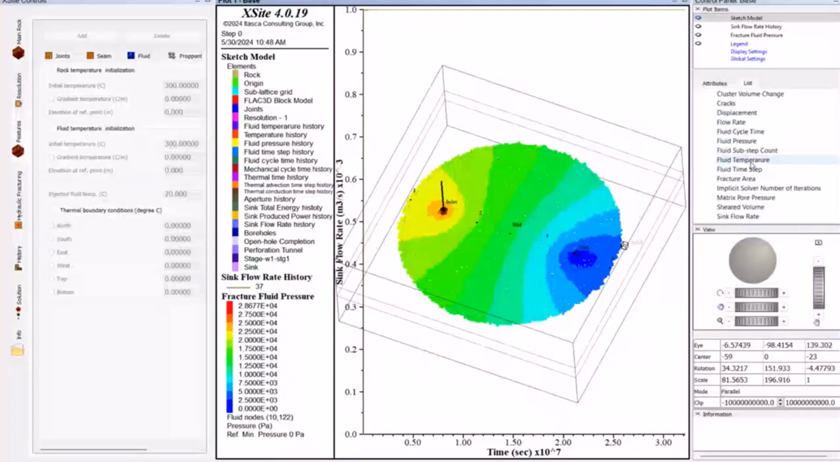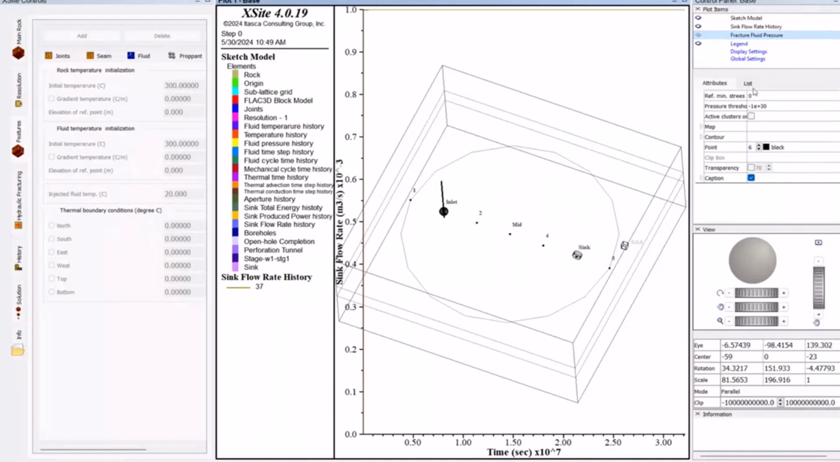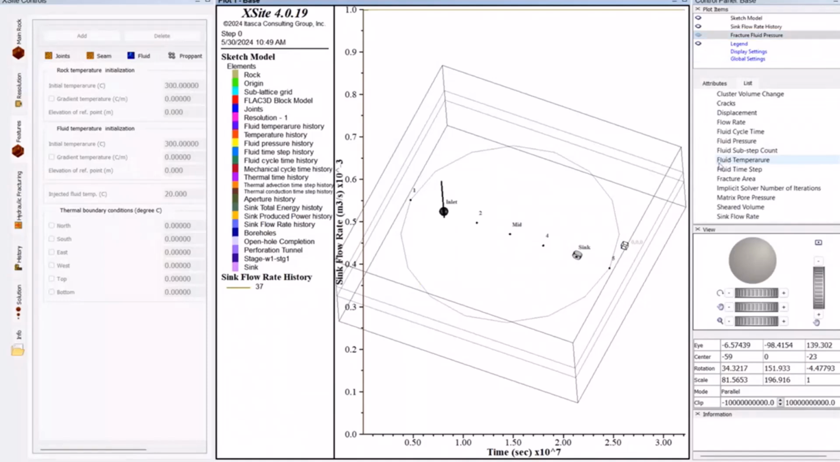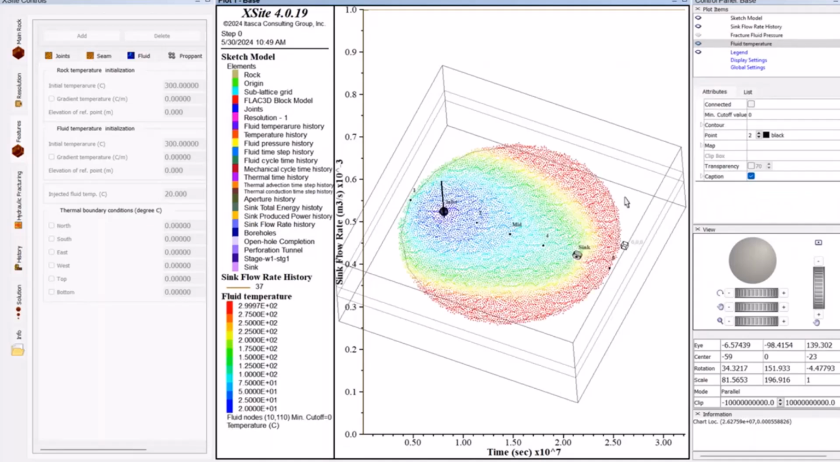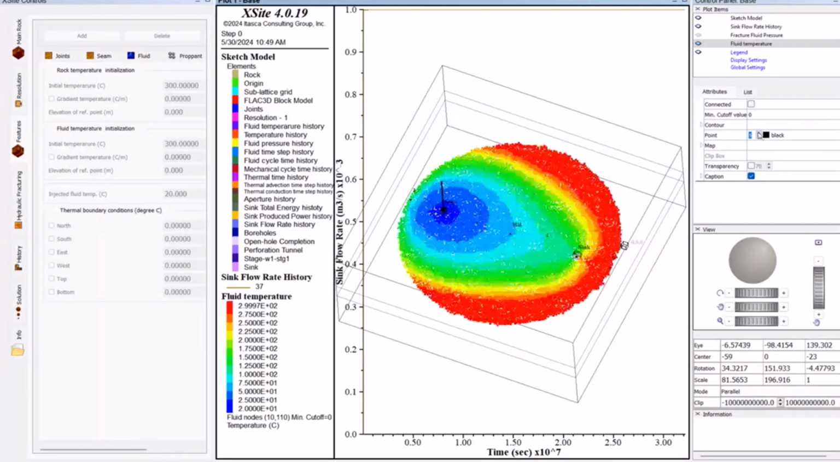So there are temperatures of the fluid, but then there are also temperatures of the surrounding rock mass. Actually, what I will do is, instead of having contours of the fluid pressure, I'll show here first contours of the fluid temperature. So what you can see is, we are injecting cold fluid here.